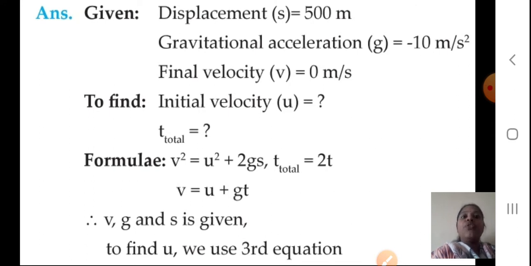Now to find the initial velocity and the total time we have to calculate. What is the formula we are going to use, students? Here v square is equal to u square plus 2gs. Instead of a, I have substituted g. And t total is equal to 2t. Why? Because going up and coming back, right? So whatever the time is taken to go up and come back, that is both. And v is equal to u plus gt. Now here v, g and s are given. To find u, we use the third equation.